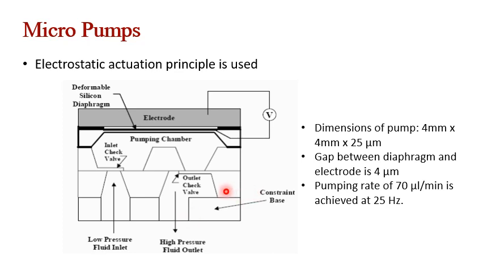So in this particular pump, the dimensions of the pump are 4 by 4 millimeters and 25 micrometers thick, and the gap between this diaphragm and electrode is very small, approximately 4 micrometers. Using this kind of a pump, a pumping rate of 70 microliters per minute can be achieved at a frequency of 25 Hertz.